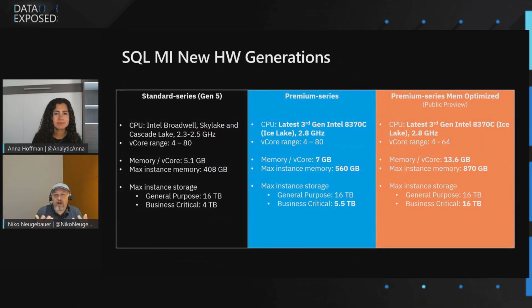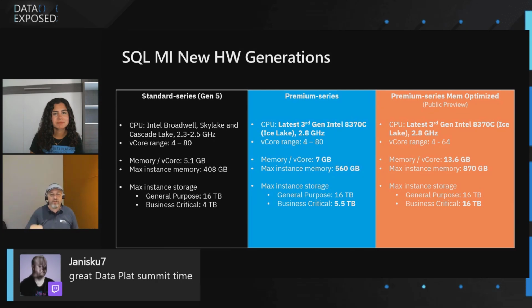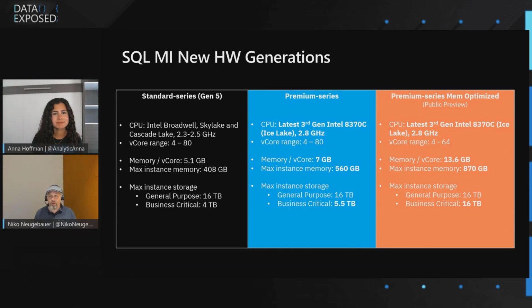Then, talking about the hardware, as you can see, we currently have 3 offers: the standard series, or generation 5 as it was called previously, the premium series, and the premium series memory optimized. Premium series got into GA. It is available on Ice Lake, the latest and the greatest, and gives you not 5.1, but even 7 gigabytes of RAM per vCore. The premium series memory optimized, I will tell you pretty exclusively, stay tuned. You can almost count the hours. We are about to push this one into general availability.